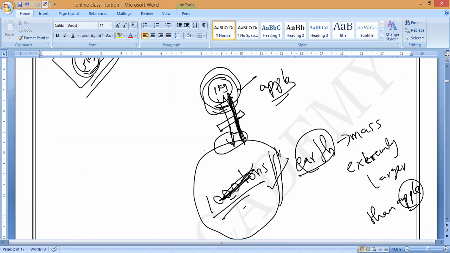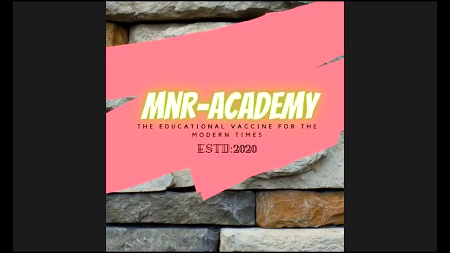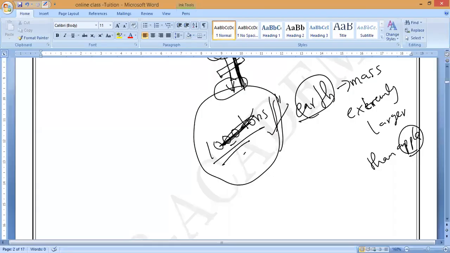The apple is falling towards the earth. Understand, guys? Yes, sir. You should remember it. Any doubt in this? No doubt, sir. Okay, clear? You can understand now. So force of attraction is present in where?